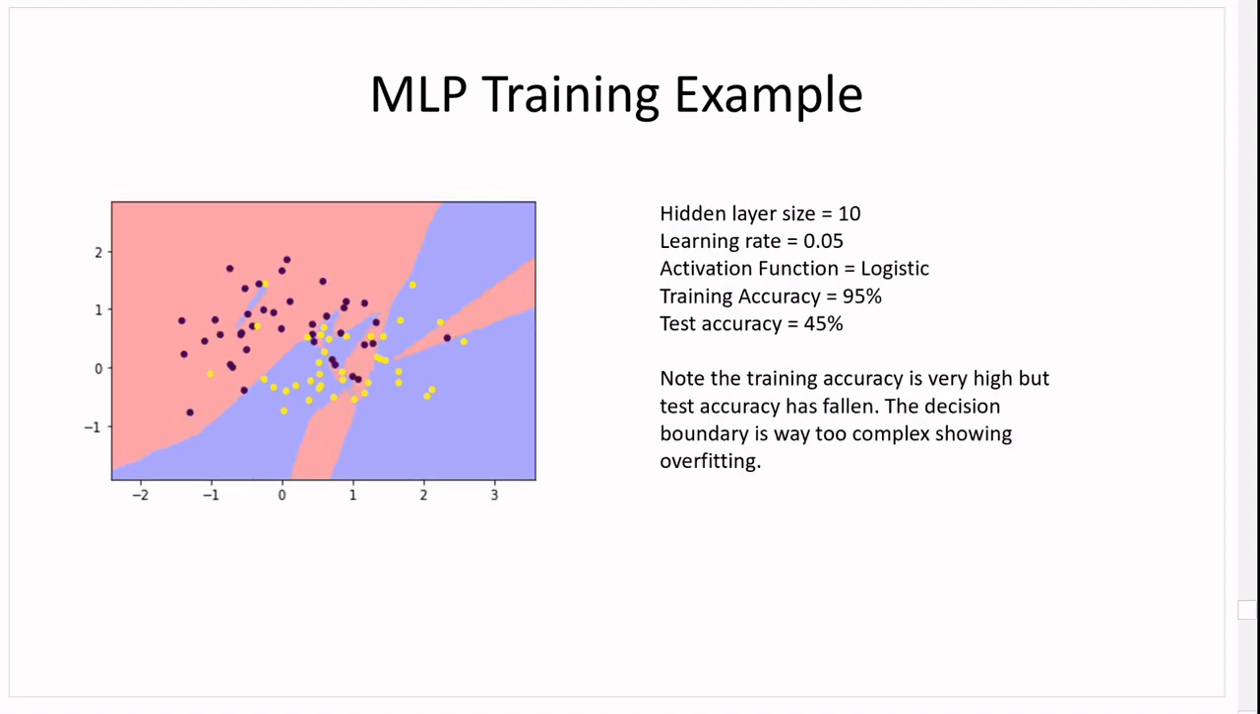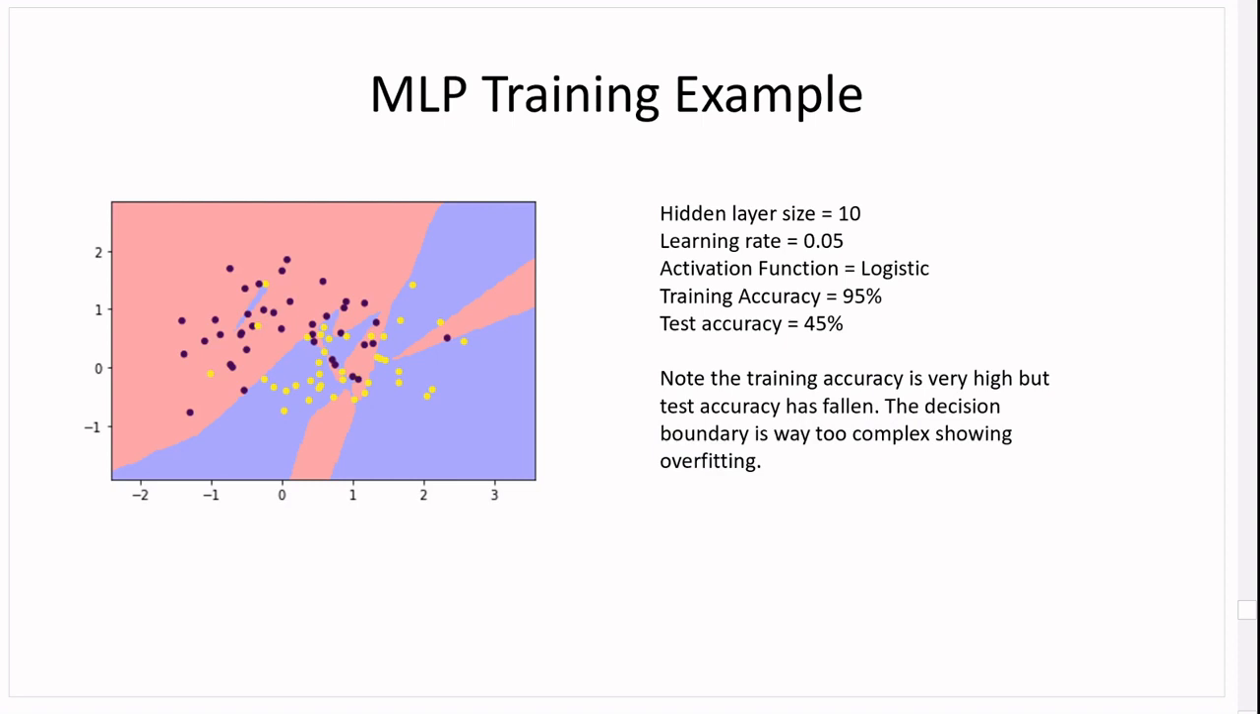Let's look at another set of results. So in this case, the hidden layer size has been increased to 10. The learning rate is kept same. Activation function is logistic as it was used earlier. Now the training accuracy has gone up from 81 to 95. That's because we have many more hidden layer neurons now. But at the same time, the test accuracy has gone down to 45%.